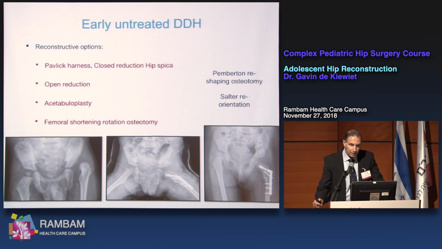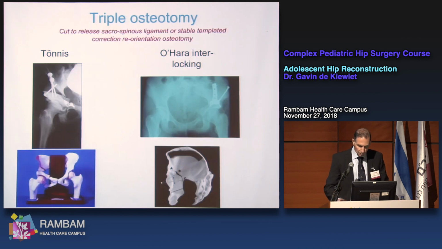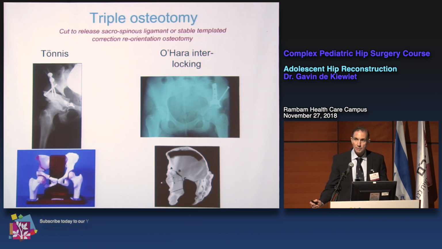And obviously from early age you can have these kinds of treatments, and we know that the osteotomies available to us are things like Pemberton osteotomies, Salter osteotomies or Dega osteotomies, and they are either reorientation osteotomies or reshaping osteotomies. The triple osteotomies were originally described by Tönnis, modified by Hungerford. The modification was either to go above the lesser spine to release the sacrospinous ligament or not.